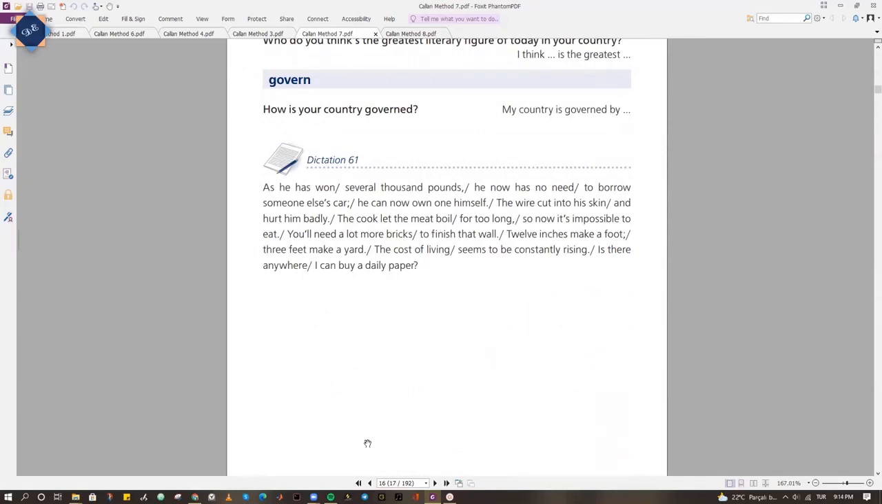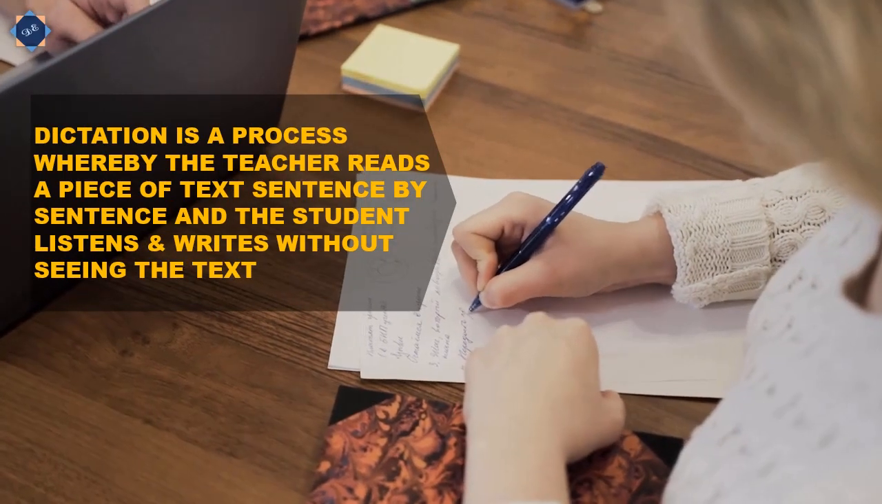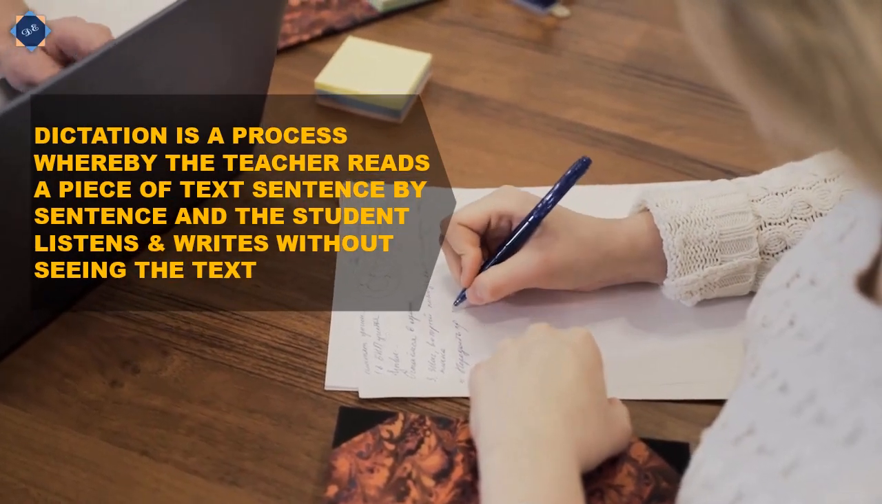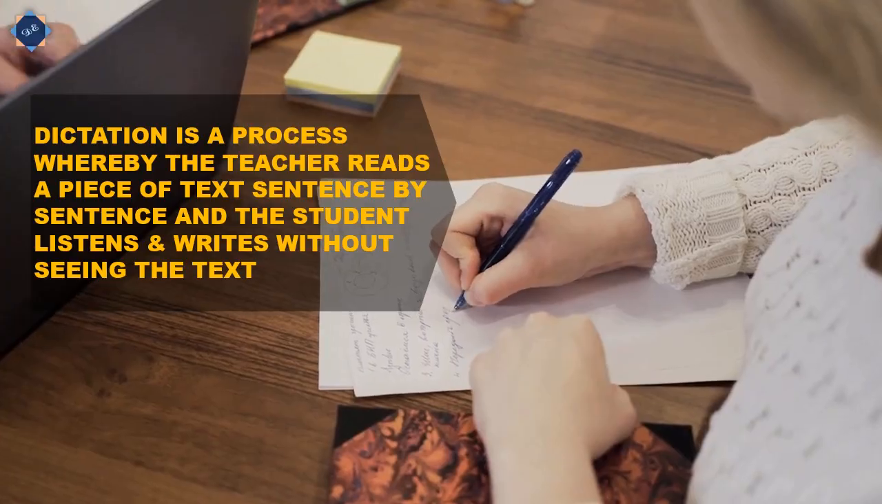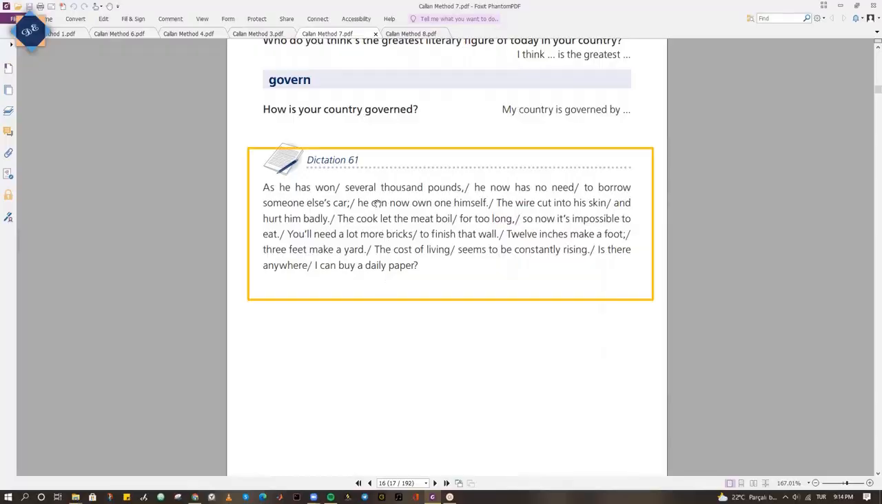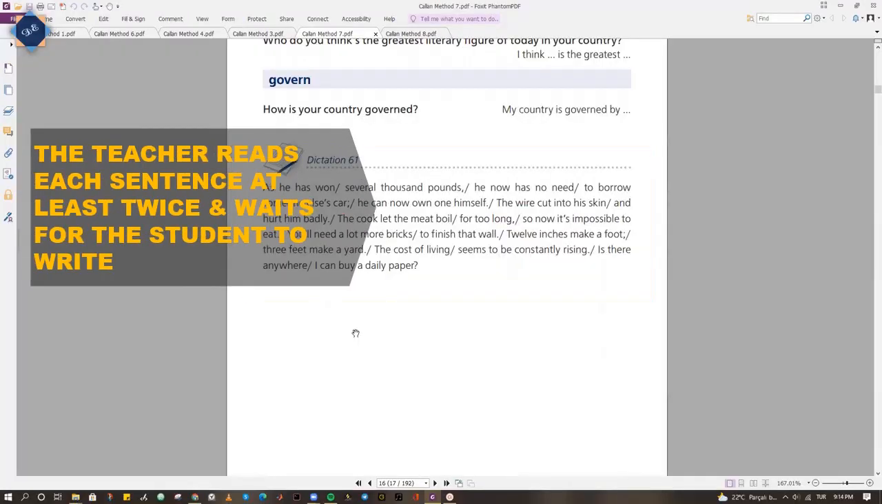In the Callan method, also, we have what we call dictation. Now, for those who don't know about dictation, it is when the teacher reads a piece of text, sentence by sentence, then the student listens without seeing the text and writes. So we are looking at dictation 61 here. The teacher is going to read each sentence at least twice. The student listens and writes.